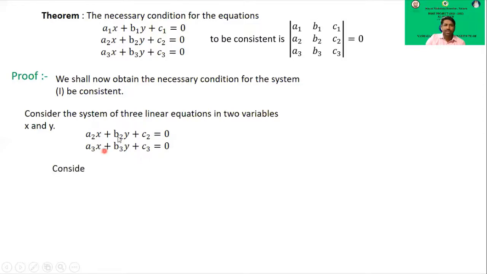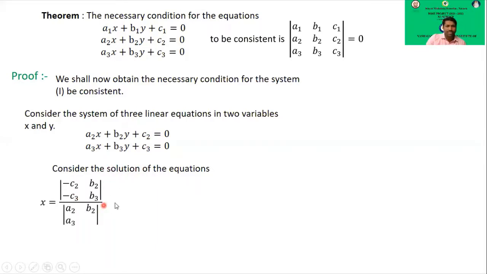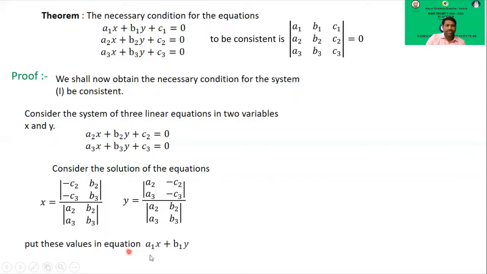So now we solve these two equations. So x is equal to, by Cramer's rule, replacing the coefficient by the constant, dx upon d, and y again is dy upon d. Now put these values in the equation a1x plus b1y plus c1 is equal to 0.